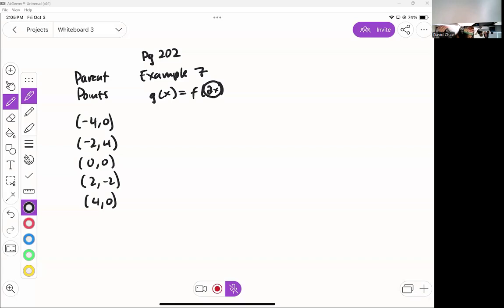Does anybody know what that means? Well, you could go to that chart on page 203. What does that mean? It's a horizontal shrink, or compression, they call it, if you might hear that, of 1/2. How do I get 1/2? I get the reciprocal of 2, that number in front of the x.